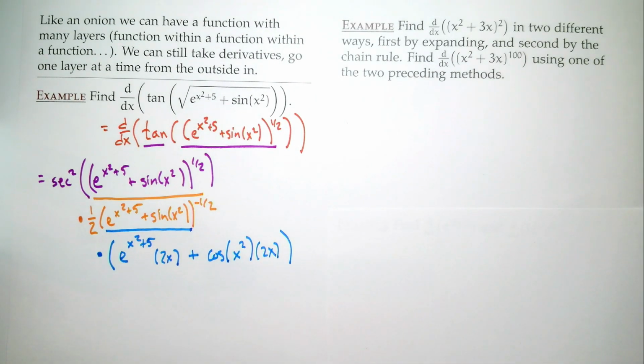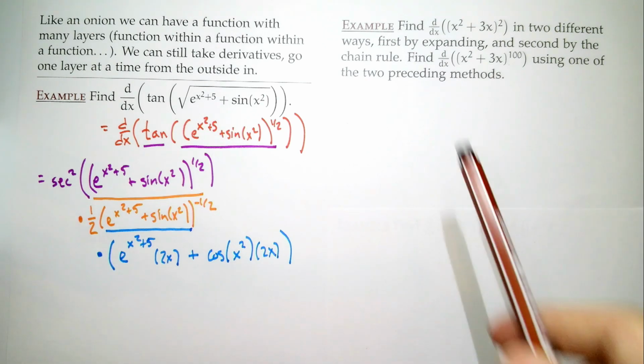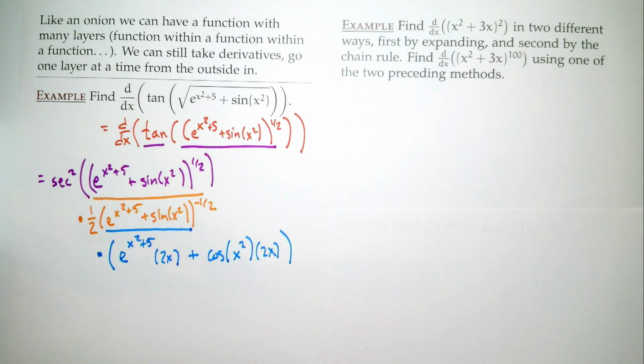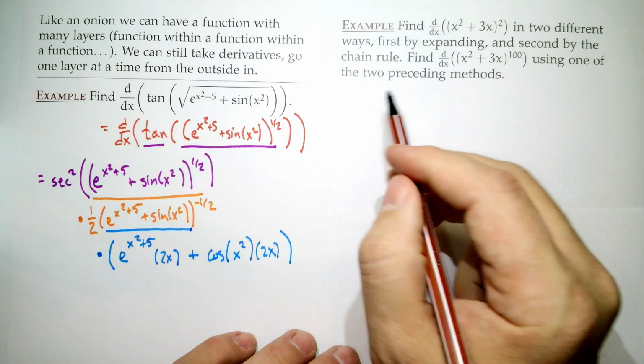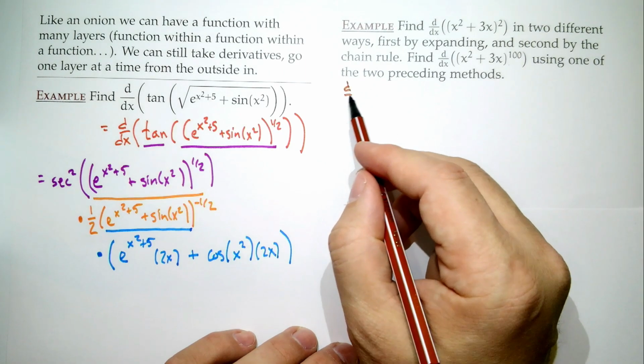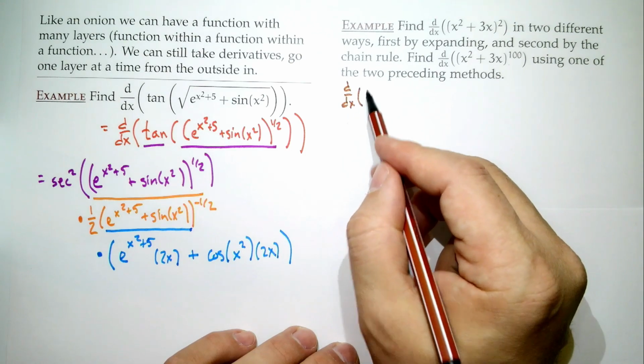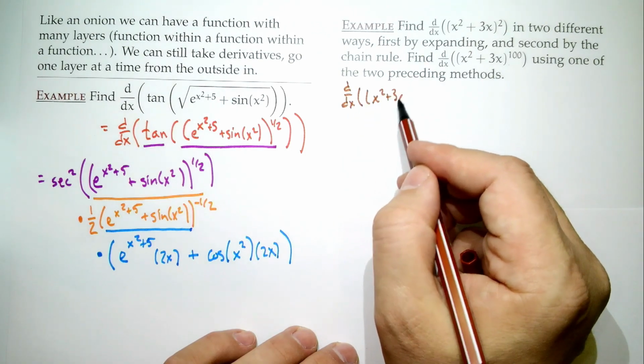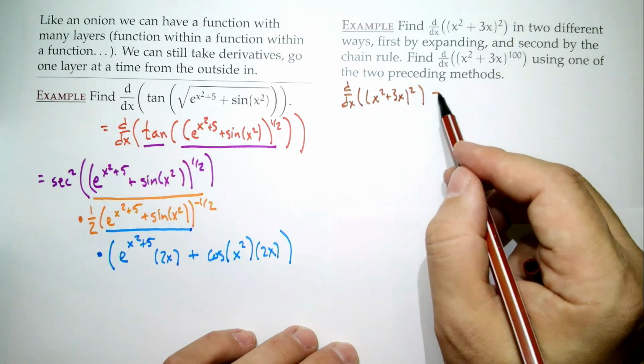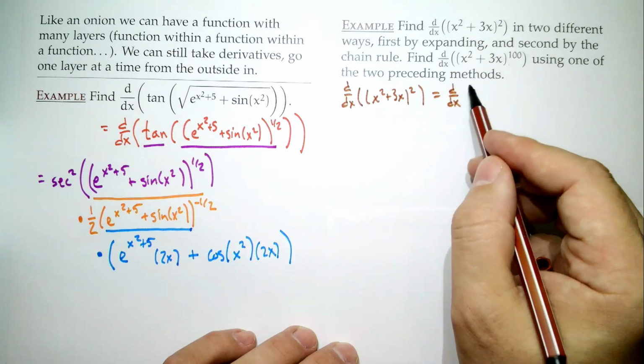Let's find the derivative of (x squared plus 3x) squared in two different ways. Now, how are we going to do it in two different ways? Well, first, by expanding, and second, by the chain rule. So what does it mean by expanding? What that means is we can actually just multiply this out before we take a derivative.